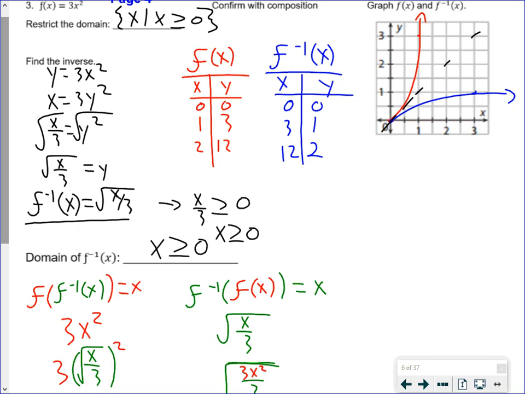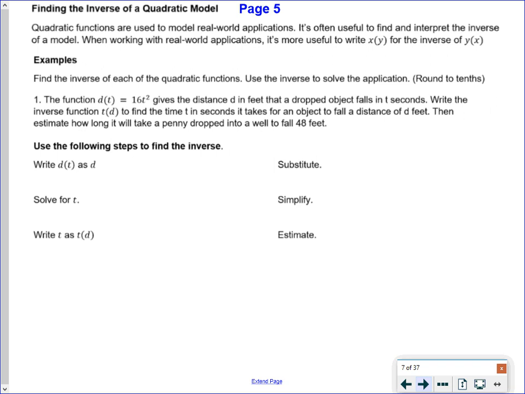And when we graph it, we get something like this, where we can see that the functions are indeed being reflected over the y equals x line. It's not perfect. I'm not a great artist, but it is being reflected over the y equals x line, which is what an inverse is doing. All right. So that's number 3. So we're going to go on to the word problems.